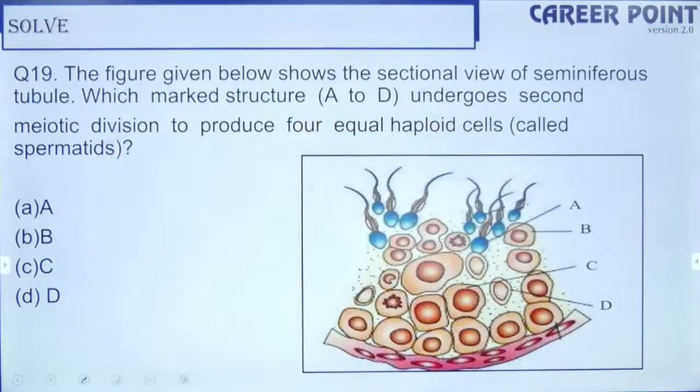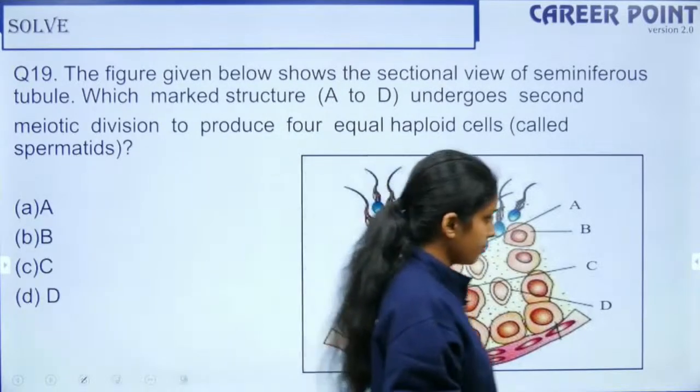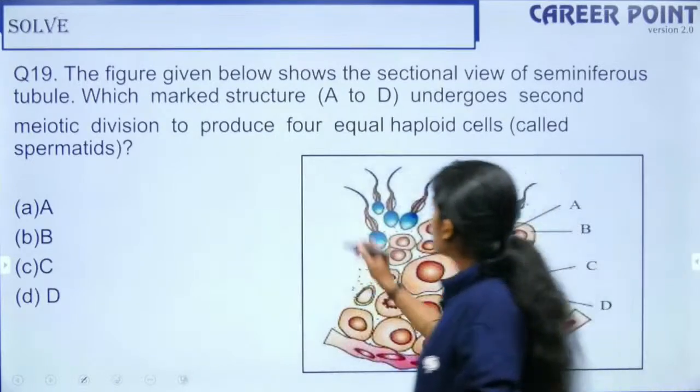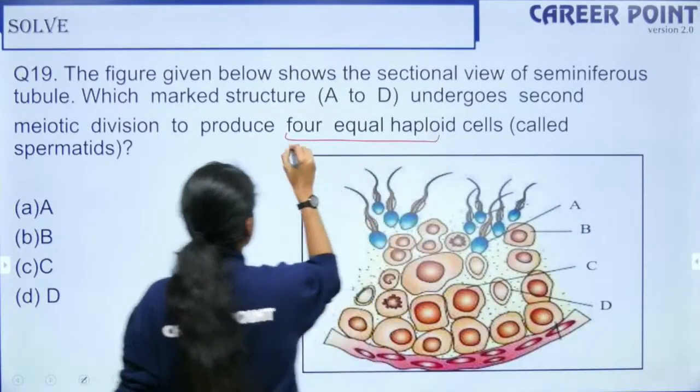Okay. So question 19, the figure given below shows the sectional view of seminiferous tubule. Which marked structure A to D undergoes secondary meiotic division to produce 4 haploid cells called the spermatids? So which structure undergoes second meiotic division to produce 4 haploid cells? Yes, question number 19. So which gives you 4 equal haploid cells?